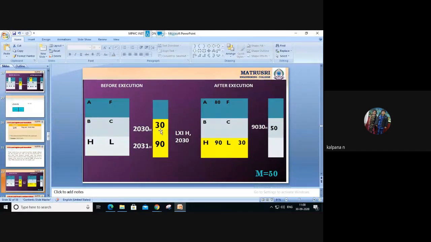So 2030 consists of the lower byte. 2031 consists of the upper byte. Now this 30 is moved into H and L. 30 is moved into L. The data at 2031 is moved into H. See here. Clear? LXI means we are moving the 16-bit data directly into the register pair.